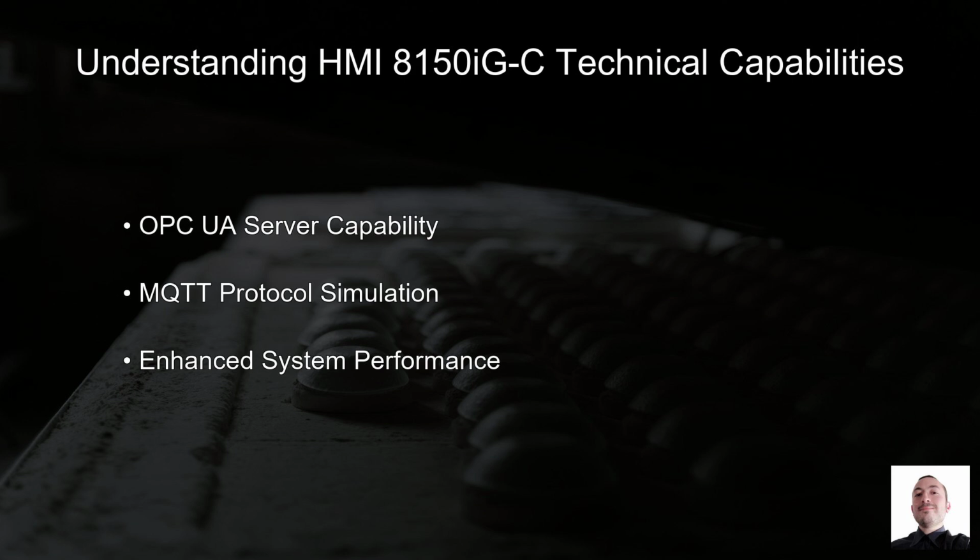Imagine you're standing at the crossroads of industrial automation, where every decision can make or break your system's efficiency. The HMI 8150iG-C is a critical player in this arena. It's not just a tool, it's a gateway to seamless communication and real-time data exchange. The first question we tackle is its OPC UA server capability. Understanding this is crucial because OPC UA allows for secure and efficient data transfer between devices.